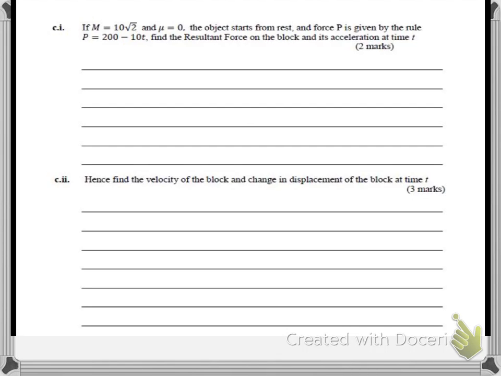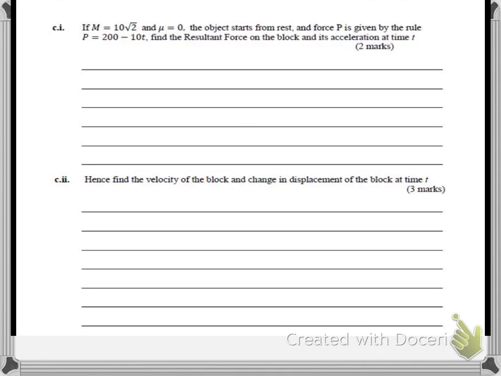Okay, so the next part, we're told the mass has this value, 10 root 2, maybe kilograms, and mu is 0, so that means we've got a smooth plane now. It's no longer friction is involved. The object starts from rest, and the force P is given by the rule P is equal to 20 minus 10t. So it's a non-constant force. It's a force that changes as a function of time. And our job is to find the resultant force on the block and the acceleration at a point in time.